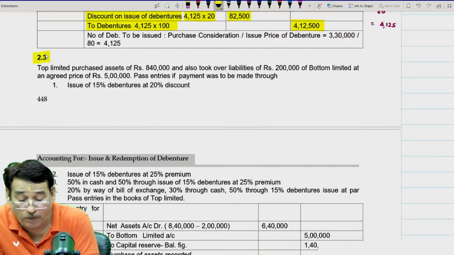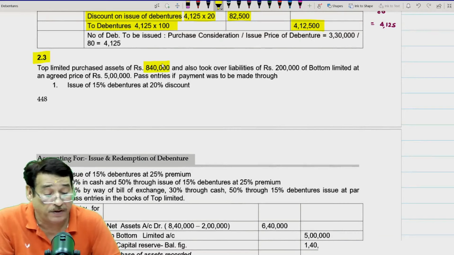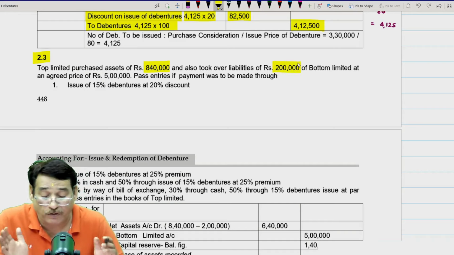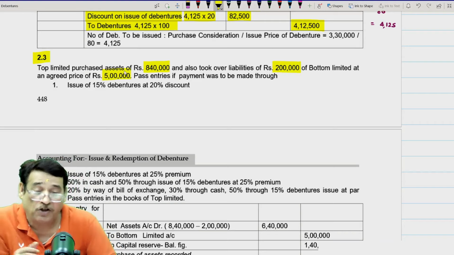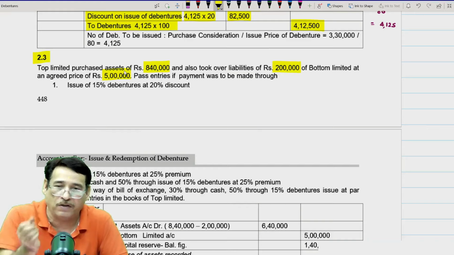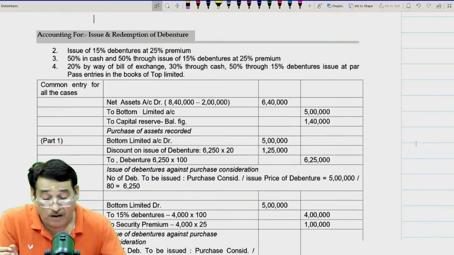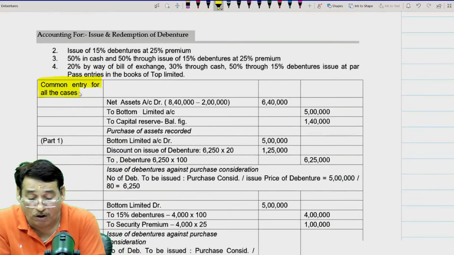Now we pick up 2.3. Top Limited purchased assets of 8,40,000 and took over liability of 2 lakh. So 6,40,000 worth of net assets we are receiving. But purchase consideration is 5 lakh. This time amount of net asset is more than the purchase consideration. So the difference will be credited to capital reserve. So this is common entry. I have written this is common entry for all the cases.